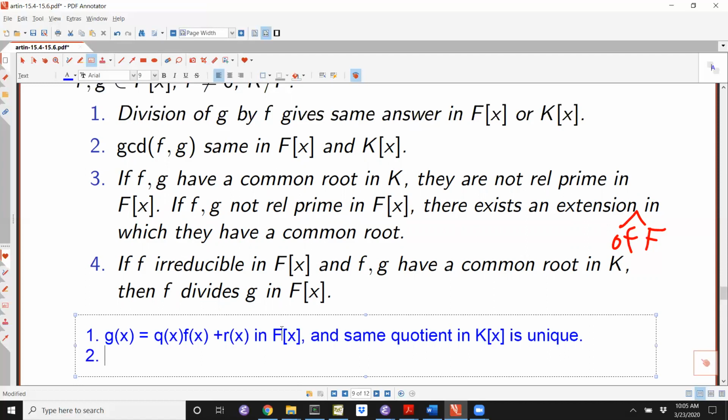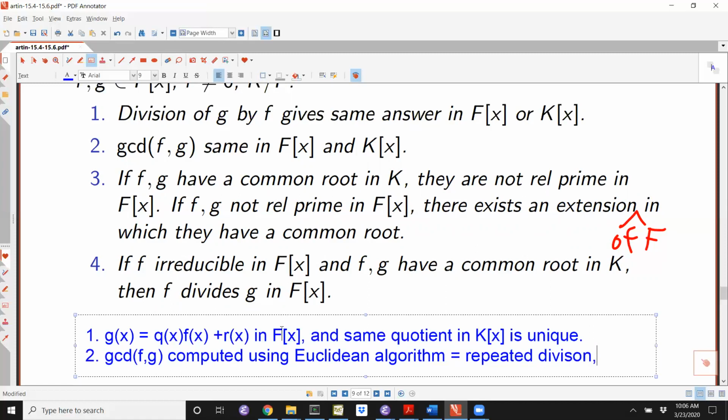The non-abstract version is that the GCD of f and g is computed using the Euclidean algorithm, which is really just repeated division. So fact number 2 holds by 1.